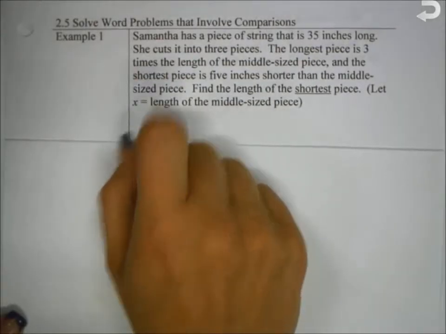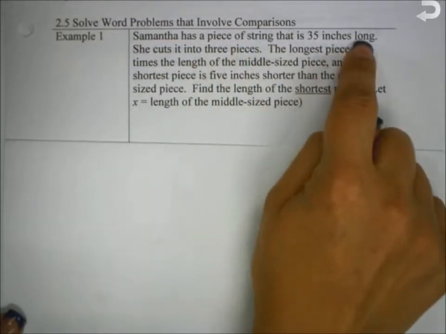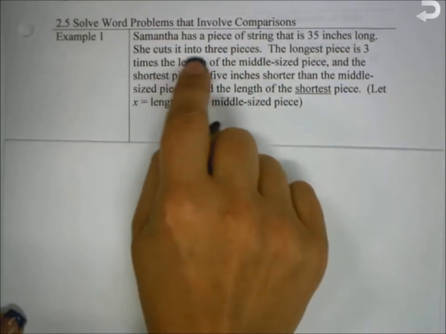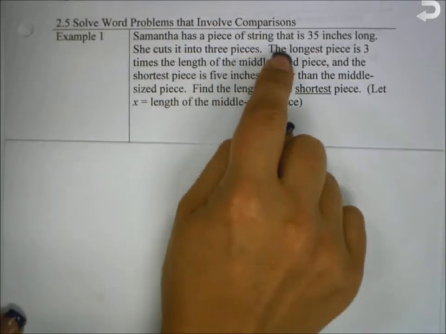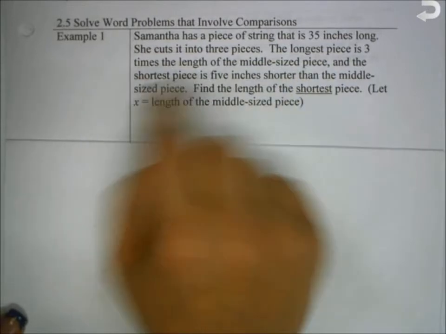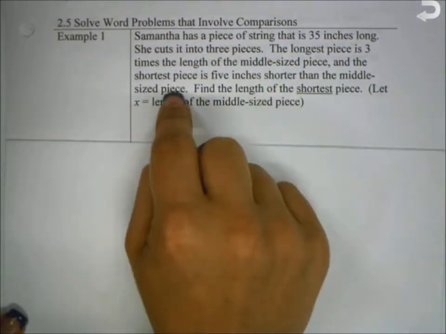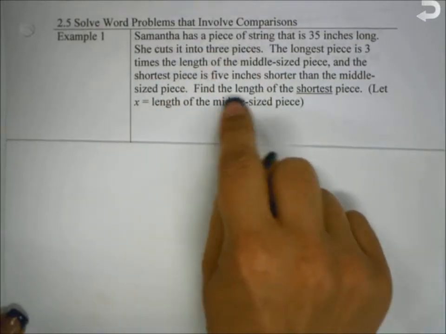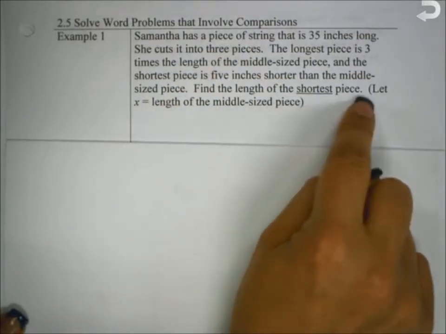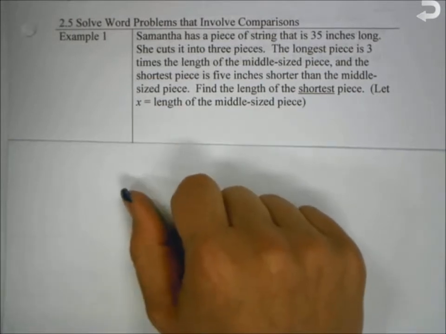Okay, so Samantha has a piece of string that is 35 inches long. She cuts it into 3 pieces. The longest piece is 3 times the length of the middle-sized piece, and the shortest piece is 5 inches shorter than the middle-sized piece. Find the length of the shortest piece, and then they give you a hint: let x equal the length of the middle-sized piece.